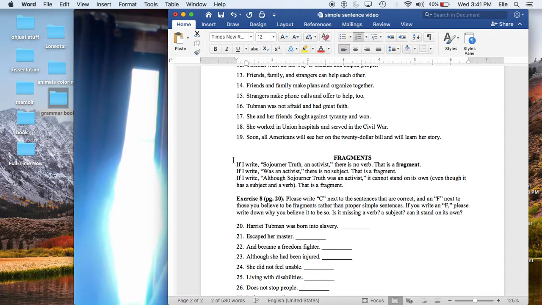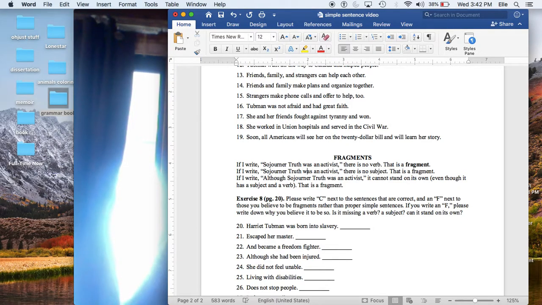If I write, right here, Sojourner Truth, an activist, that's not a sentence because there's no verb. It's a fragment. If it said Sojourner Truth was an activist, now we have a verb and a subject and it can stand on its own. Okay, if I just write was an activist, here we have the verb, and then we say who or what was an activist? It doesn't say. The subject is missing. There, now it's a sentence. Sojourner Truth was an activist.